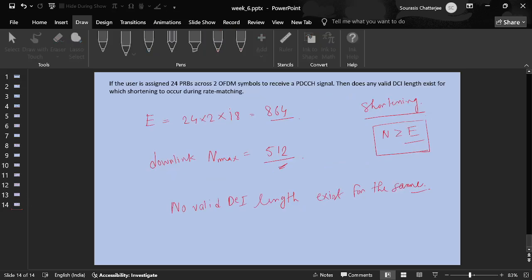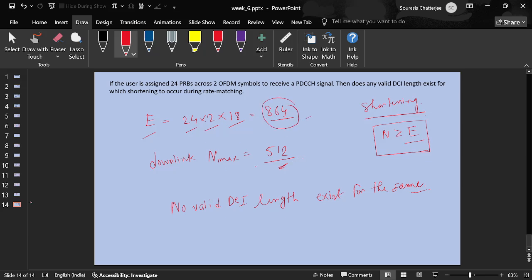And lastly, we are given this question: a user is assigned 24 PRBs across 2 OFDM symbols to receive a PDCCH signal. Then the question is, does any valid DCI length exist for which shortening will occur during rate matching? So what you need to do is calculate the number of resource bits allocated. That you can easily calculate because you are given the number of PRBs and how many symbols there are, and you already know how many bits per PRB you can transmit. So that turns out to be a total number of resource bits of 864.